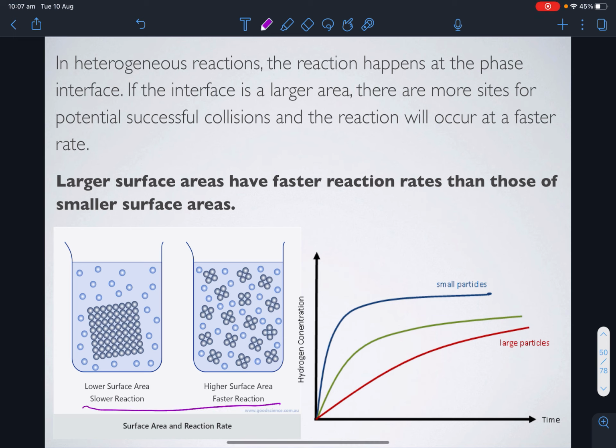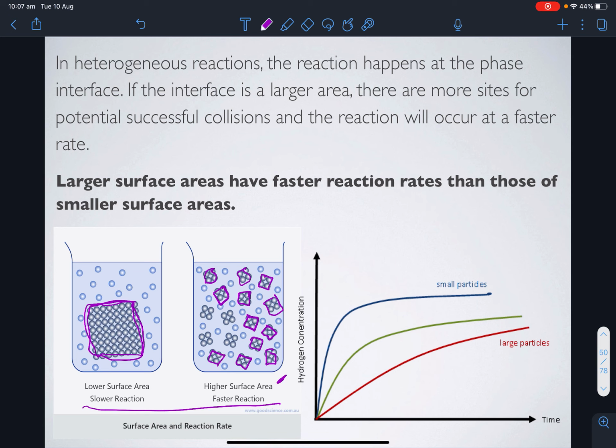Here, the diagram: we've got the same amount of particles, but here the solid is a large chunk. So I've got this surface area where the reaction can happen. In the other one, we've got smaller chunks. We've got a larger surface area for these to react at. With smaller particles, there's more surface area open to doing the reaction. So this one happens at a faster rate.